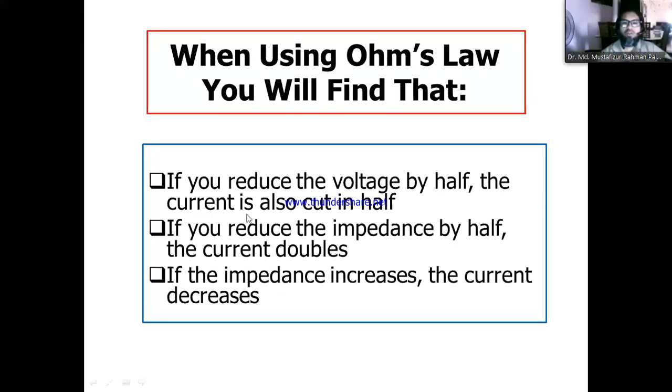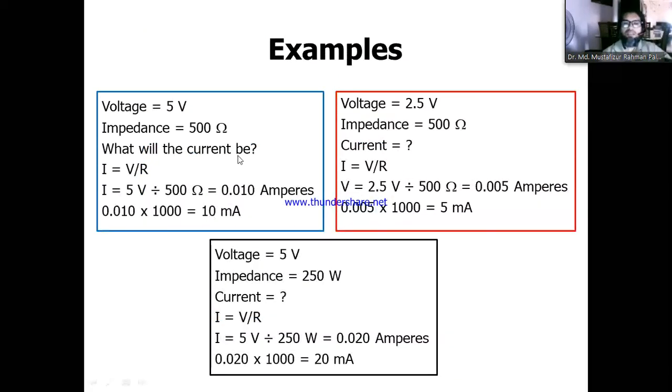So some examples of Ohm's law: if you reduce the voltage by half, the current is also cut in half. If you reduce the impedance by half, the current doubles. If the impedance increases, the current decreases. So these are some examples according to Ohm's law. I is equal to V by R, so if the voltage is given and the impedance is given, 500 ohms, we can measure the current by using this formula.